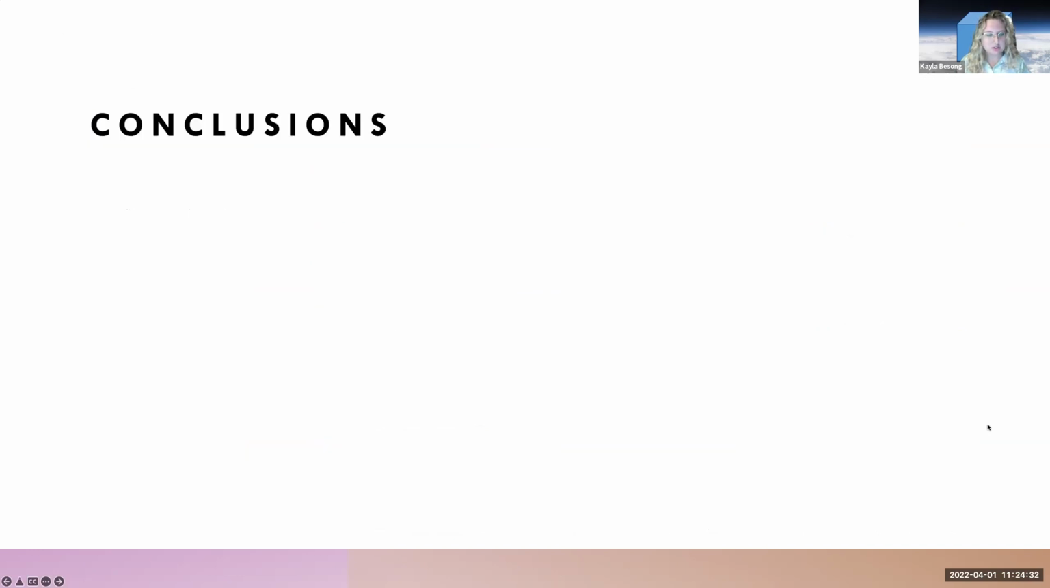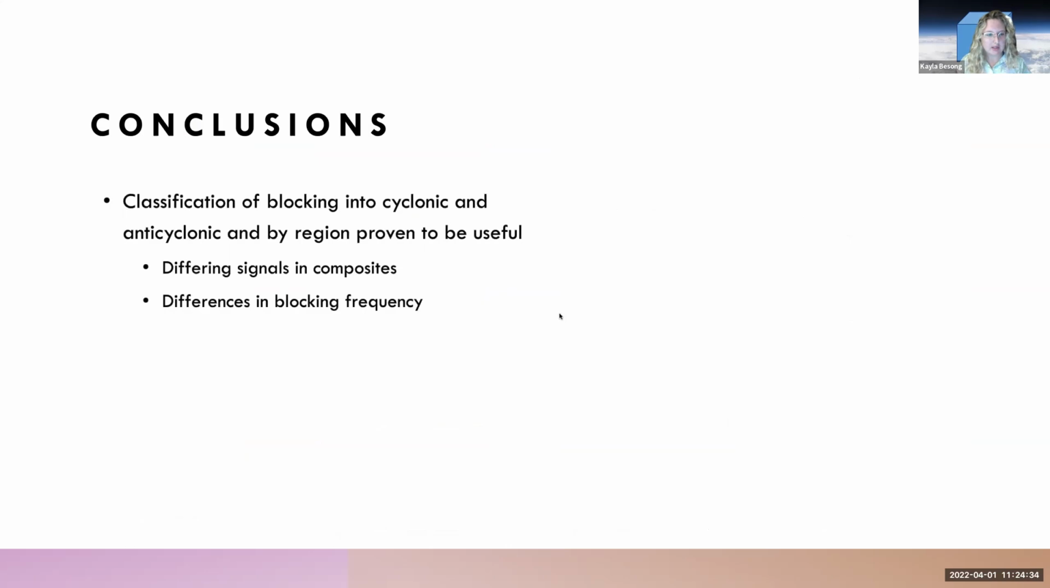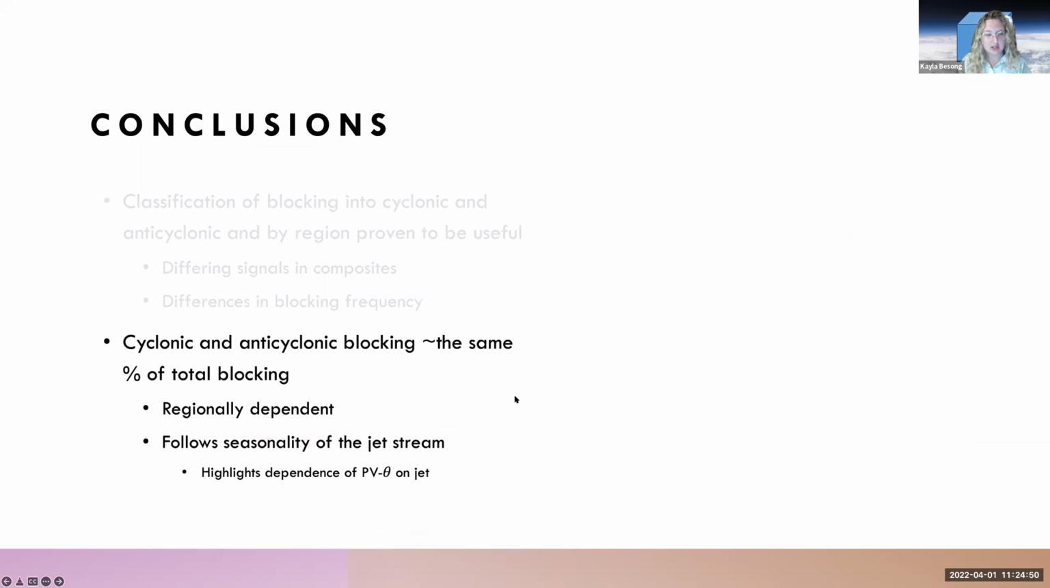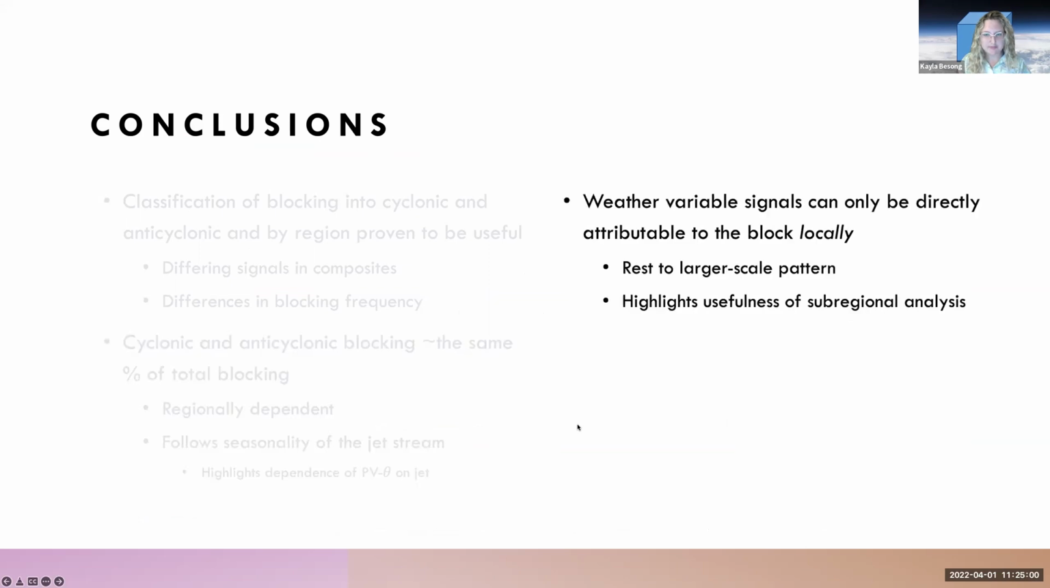So conclusions of part 1: we have a classification of blocking into cyclonic and anticyclonic and by region, and it's proven to be useful, right? Because we have different signals throughout all of the composites. And we also saw some differences in the blocking frequency by region. However, the cyclonic and anticyclonic are about the same percent of total blocking. It's really regionally dependent, and most of it follows the seasonality of the jet stream.